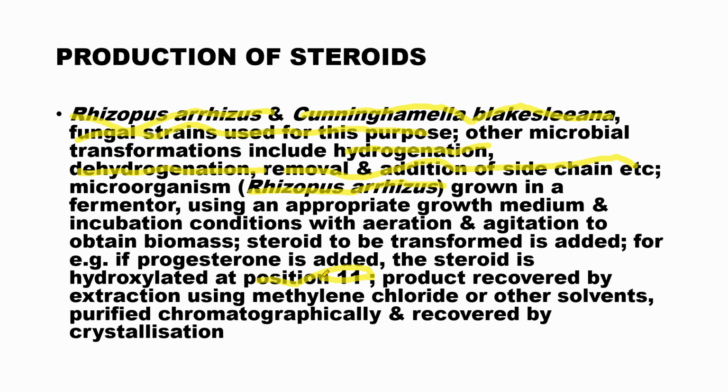And finally, the product is recovered by extraction using methylene chloride or another solvent. Solvent extraction will be performed. Then it is purified chromatographically and recovered by crystallization. Once chemical substitution has taken place by the microbe, what will we do? We will recover the product, the steroid, by solvent extraction using methylene chloride, followed by purification using chromatography, followed by recovery using crystallization. That's all about the production of steroids.